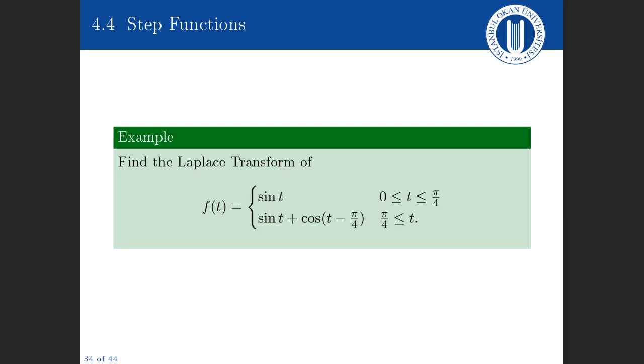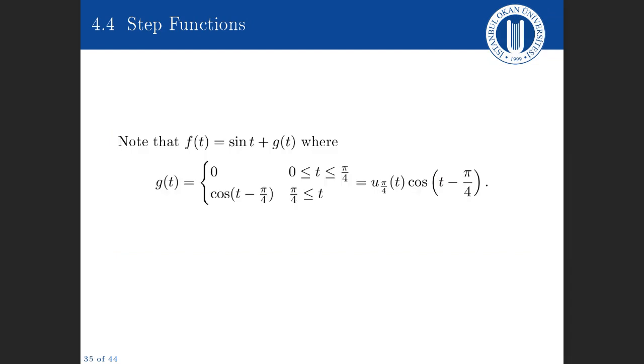Find the Laplace transform of this function. The function is equal to sine t, and then it's equal to sine t plus cos t minus pi over 4. Now, this function, we can write it as sine t plus g of t, where g of t is either equal to 0 or it's equal to cos t minus pi over 4. In other words, g of t is equal to u pi over 4 cos t minus pi over 4.